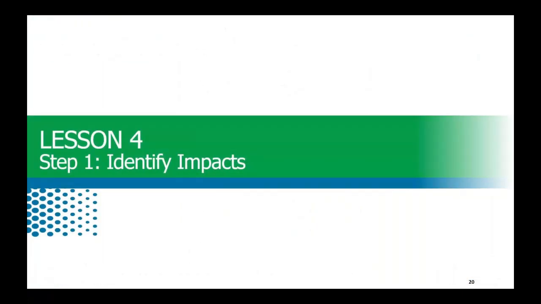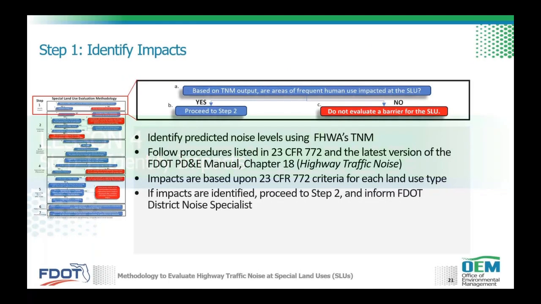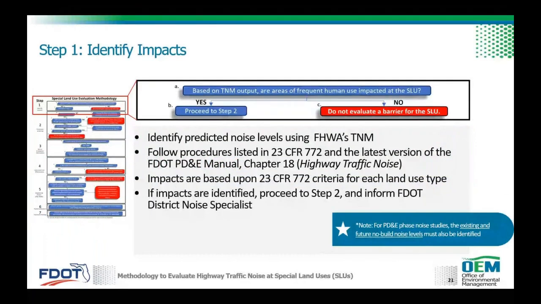So let's take a closer look at step 1, identifying impacts. Starting at the top of the flowchart here, we see step 1, which is to identify the impacts. In order to determine impacts, the Federal Highway Administration's Traffic Noise Model, or TNM for short, should be used to predict noise levels. The evaluation should follow the procedures listed in Title 23 CFR Part 772, and of course the latest version of the FDOT PD&E Manual, Chapter 18, Highway Traffic Noise.